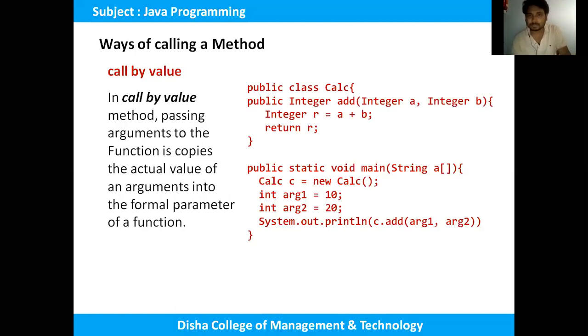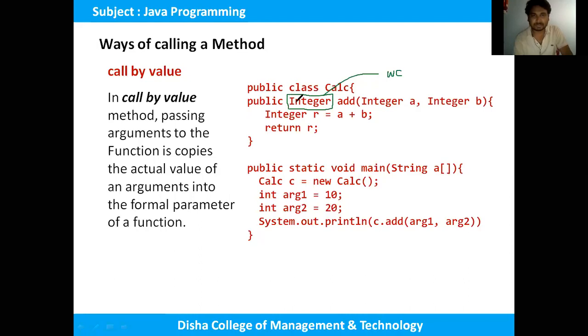So this is the class. The class name is Calc, and inside the class there are two methods. One is the main method, and another is a user defined method, that is add, and the return type of add is Integer. This Integer is a wrapper class actually. Okay, this is the wrapper class.